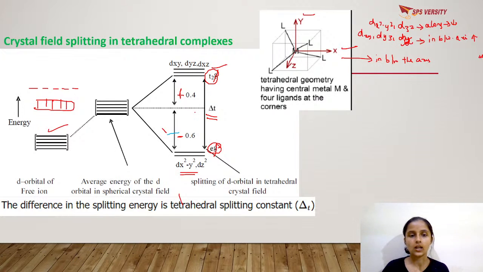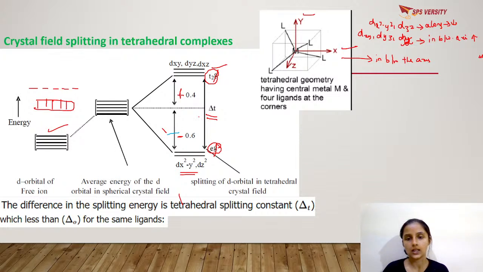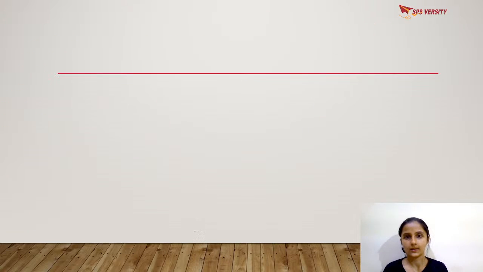But in case of tetrahedral complexes, the tetrahedral splitting energy is considered much lower than the octahedral splitting for the same type of ligand. So delta t, that's the crystal field splitting energy for the tetrahedral complex, is almost 40% of what is observed in case of octahedral complexes.